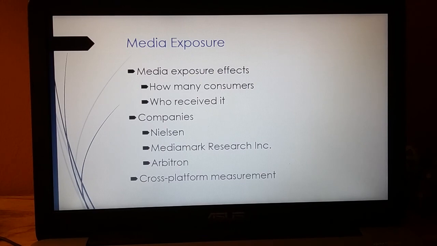Okay, so we talk about media exposure. Media exposure measures how many consumers were exposed to the message and their characteristics. Consumer research companies assess how many consumers received the message and construct a profile of those who received it. Companies that do it are Nielsen, Arbitron, and MediaMark, just some of the places that do that. And then there's this whole idea that they measure things across platforms as well. So that's big business. It goes back to the whole idea of big data and big analytics. We talked about that in Marketing 1 as well.